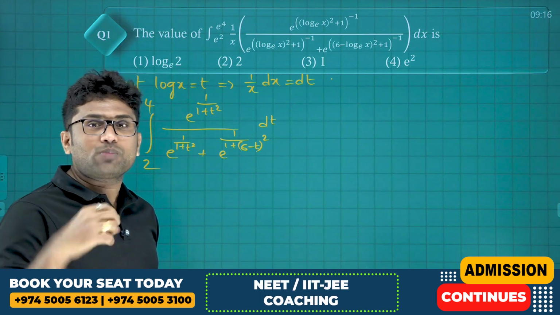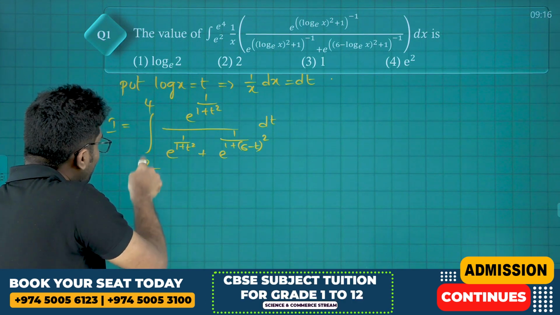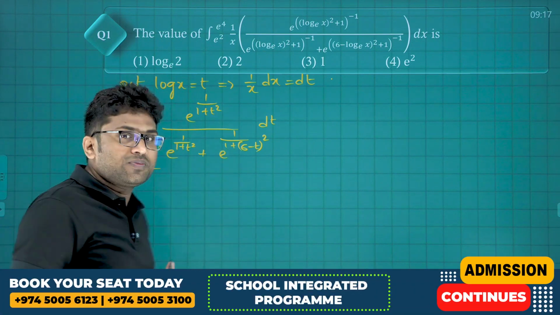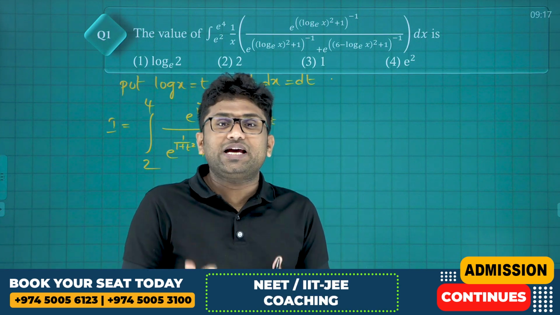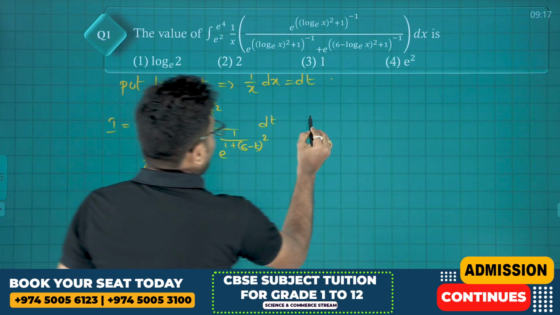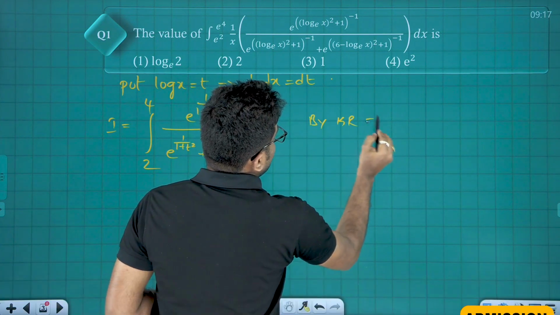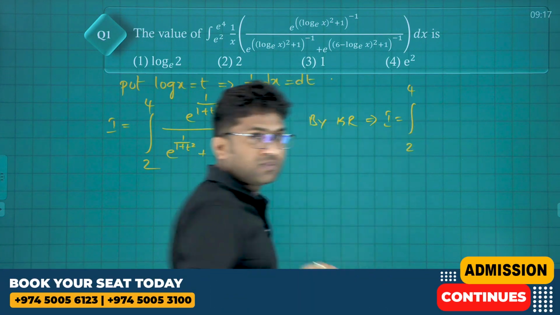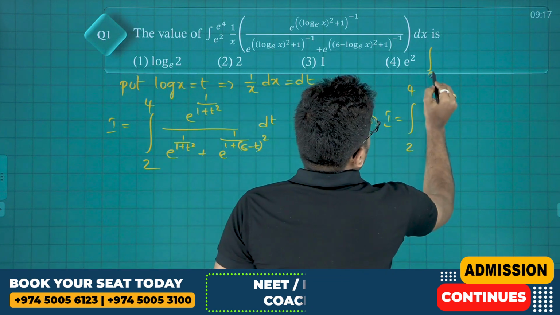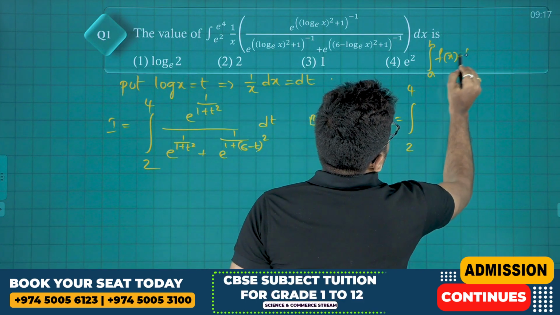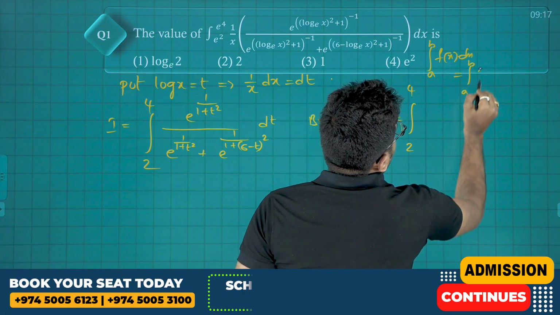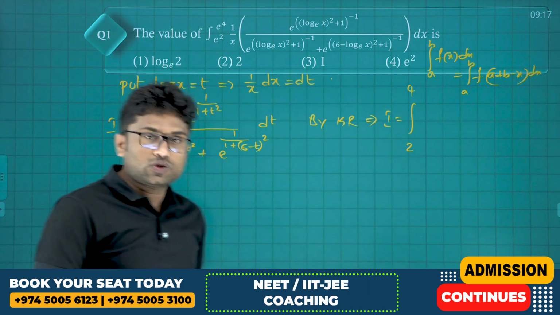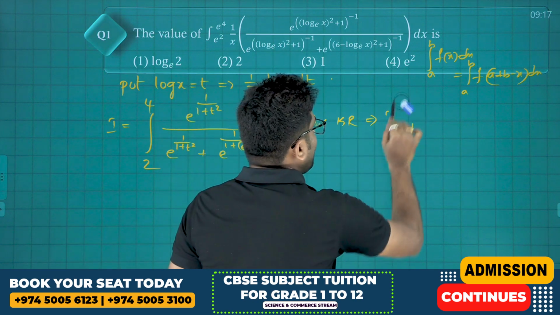If we observe one more pattern in this: the sum of these two limits, 4 plus 2, is 6. So this is of the form f of a plus b minus x. So by using King's rule, by KR, the same I we can write as integral a to b f of x, which we can write as integral a to b f of a plus b minus x dx. This is what we call King's rule. So from King's rule, what do we get?